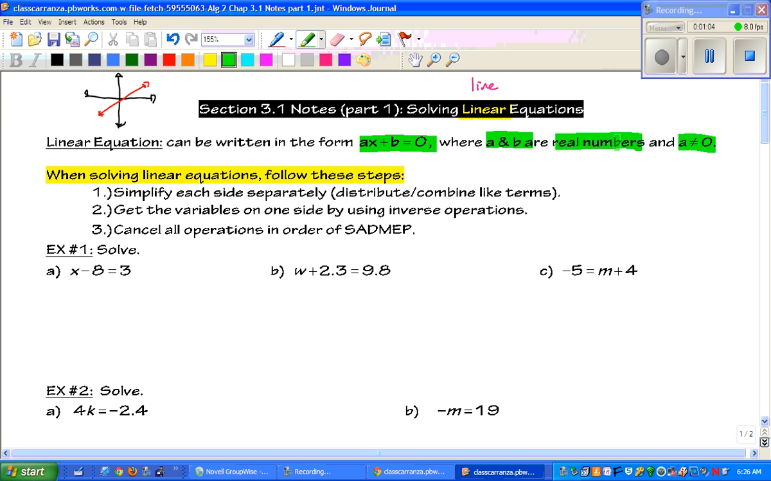Now, three main steps that we need to look at when we're going through these. One is to simplify each side separately, distribute and combine like terms. Next one is get the variables on one side by using inverse operations. And the last one is cancel all operations in the order of SADMAP. And what SADMAP is might look familiar, but it's the reverse order of operations.